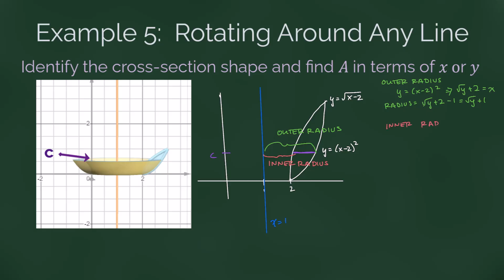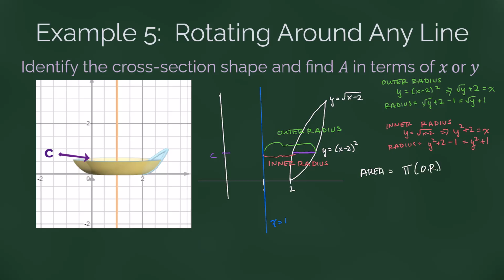Similarly, for our inner radius, that function is given by y equals the square root of x minus 2. We want to rearrange that so that it's a function of y. We're going to get that x is y squared plus 2. That makes our inner radius y squared plus 2 minus 1 to account for our axis of rotation, which becomes y squared plus 1.